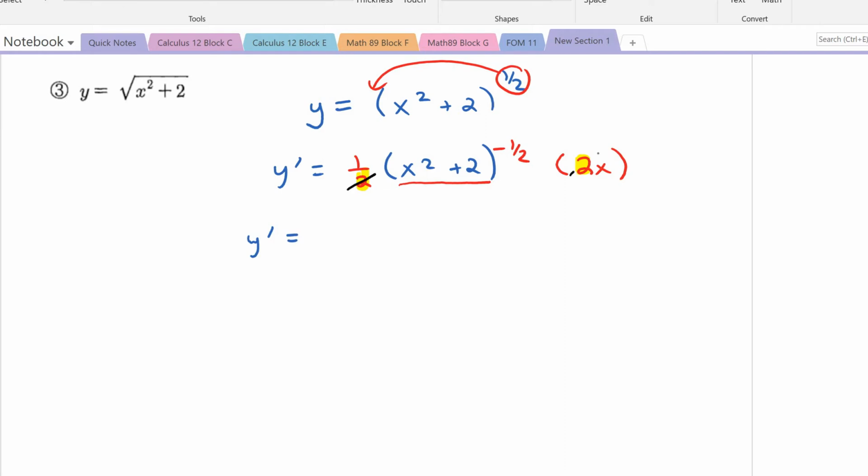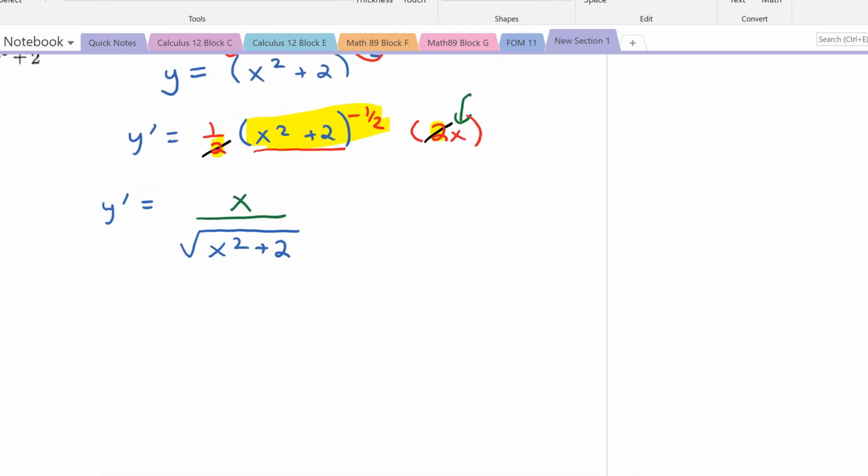So this 2 and that 2 will cancel. And then this x here will remain on the numerator. And this part here in yellow will just go on the denominator as the square root of (x squared plus 2). Okay, since you have an x on the numerator and an x on the denominator, I wouldn't rewrite this in terms of a power. Let's go ahead and just take the second derivative here. We will not rewrite this.